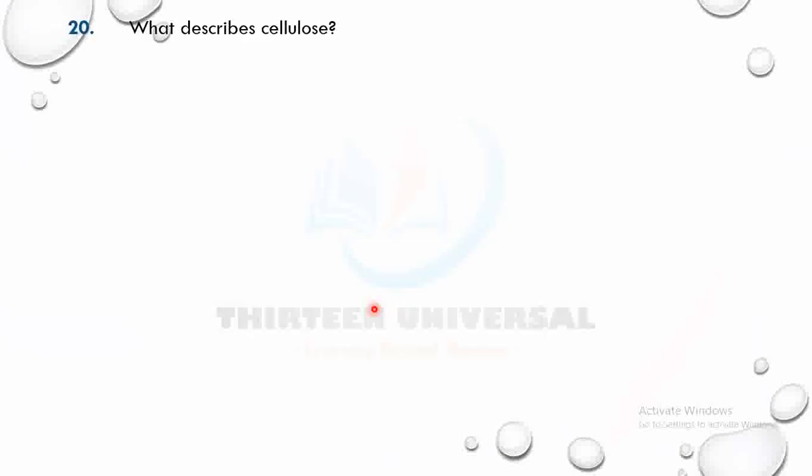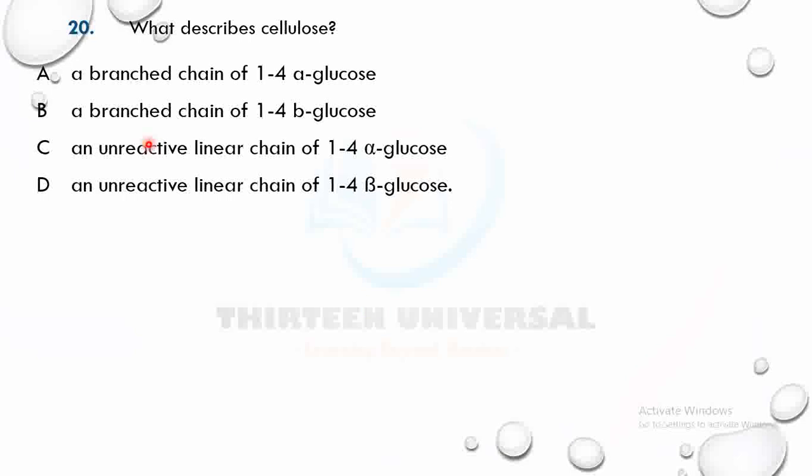All right. What describes cellulose? Pause the video and get the answer. A is a branched chain. Okay, pause the video now and solve it. Cellulose is unbranched, so A and B are out. Let's come to C. C is an unreactive linear chain. Okay, it's a linear chain, but the monomer is not alpha. The monomer is beta. So that takes us to D. D is the answer.